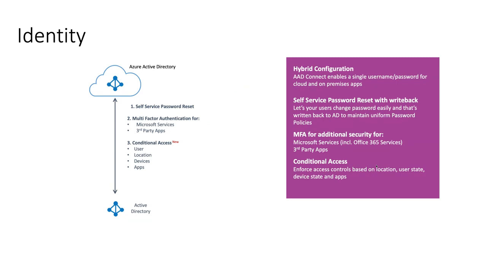So from an identity point of view, we're talking about the items that are built into Microsoft 365 for Business for identity protection. This is something as simple as delivering self-service password resets, multi-factor authentication, which can also integrate third-party applications where they support it, and conditional user access, which is a new addition to this license type.